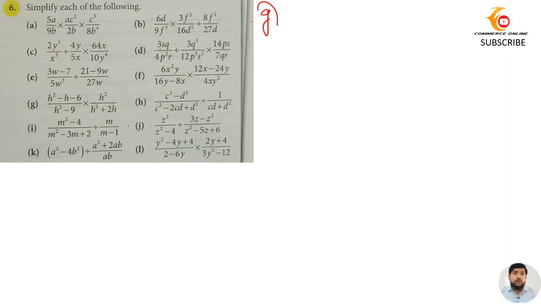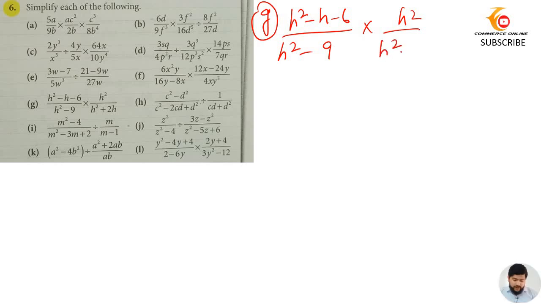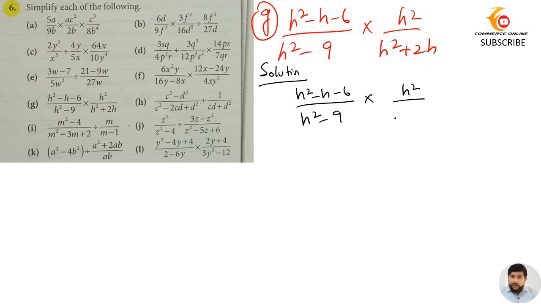Topic D. We have question D, that is (h square minus h minus 6) divided by (h square minus 9) multiply (h square plus 2h). First we are going to write the solution, then we write the same question again because we are solving this question. Then h square minus 9 multiply h square plus 2h.